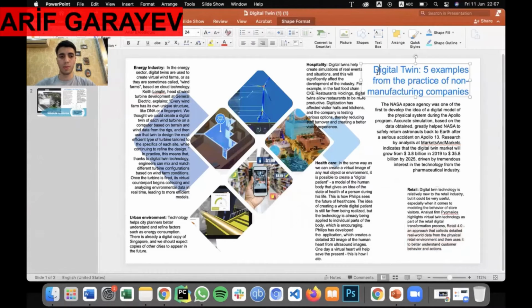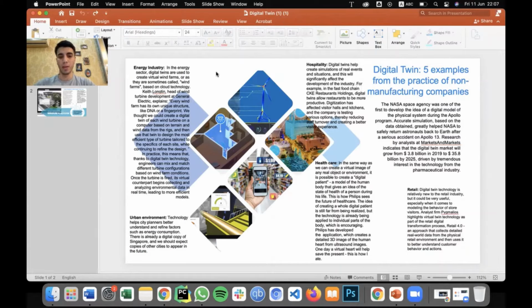I will give you some examples of digital twins from practice. They are developed in such industries as energy, hospitality, retail market, urban environment, and healthcare. In the energy sector, digital twins are used to create virtual wind farms. For example, each wind turbine is modeled on a computer based on terrain and wind data, and then used to design the most efficient type of turbine physically in the real world.